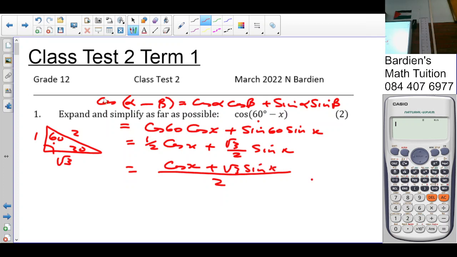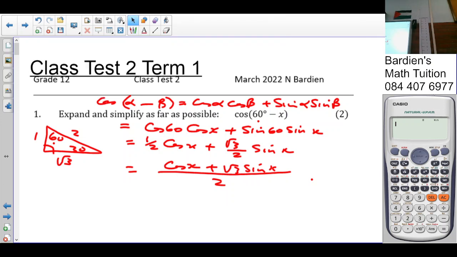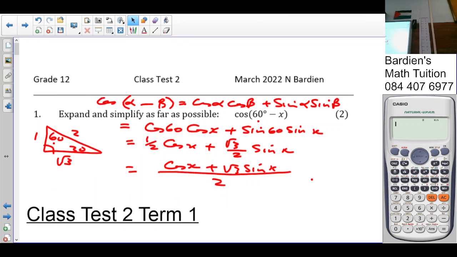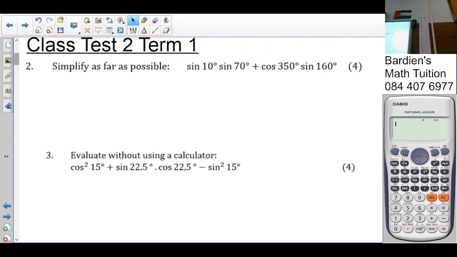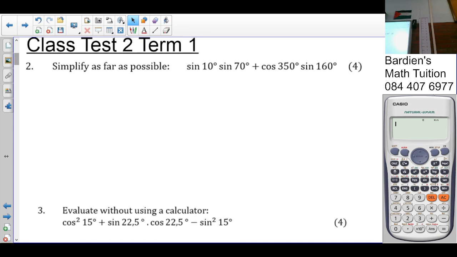Okay, this came straight out of exercise 2 out of the Platinum textbook. This one as well comes out of the same exercise. You can go find it if you like. It says simplify as far as possible. So we got sine, sine, cos, cos. So what I'll do is, which rule is that? Sorry, sine, sine, cos, sine is none of the rules.